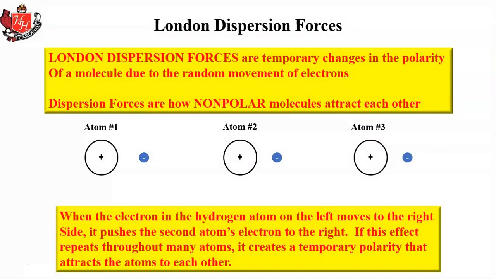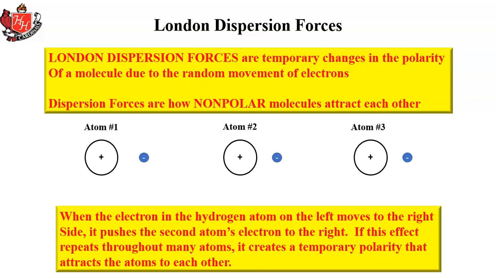Okay, London dispersion forces. London dispersion forces are temporary changes in the polarity of a molecule due to the random movement of electrons. Dispersion forces are how nonpolar molecules attract each other. So here you have three atoms, and these are hydrogen atoms, but this is usually done with much larger molecules or atoms.